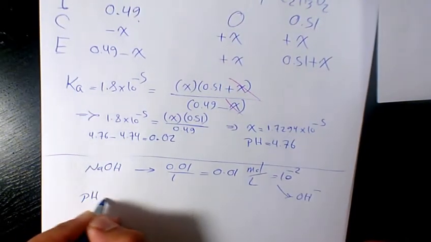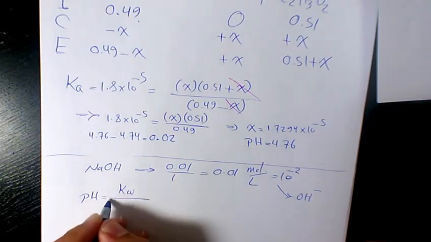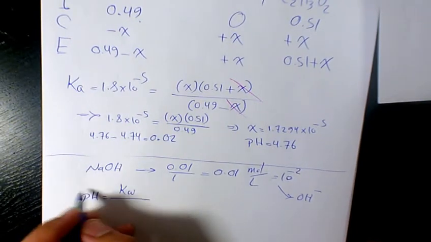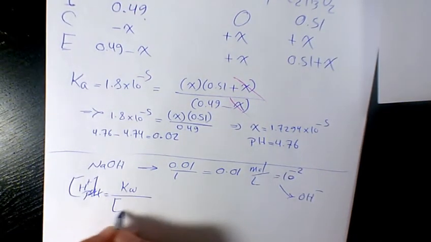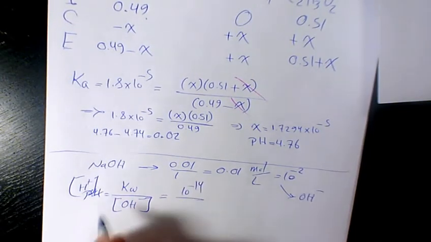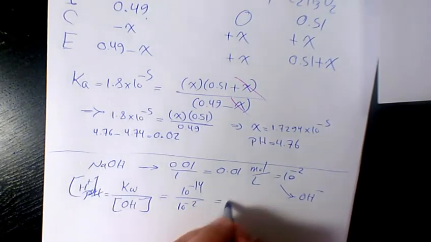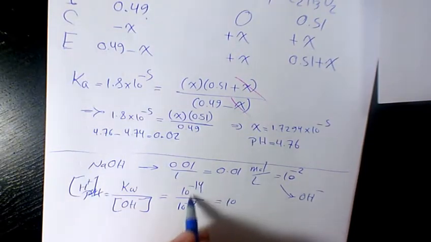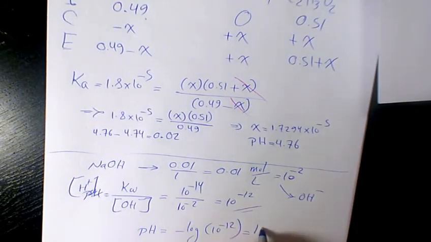So pH will be Kw divided by, that's actually the concentration of hydrogen. Concentration of hydrogen is going to be Kw divided by OH minus. Kw is 10 to the power of negative 14, and the concentration of hydroxide is 10 to the power of negative 2. The answer is going to be 10 to the power of negative 14 minus negative 2, which is negative 12. So pH will be negative log of 10 to the power of negative 12. It's going to be 12.